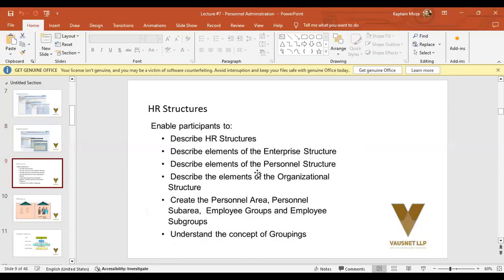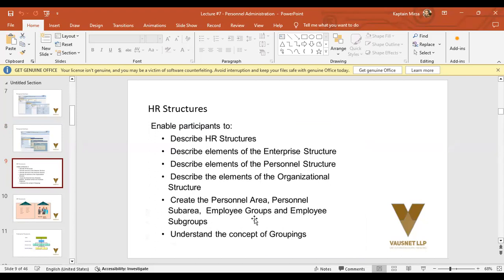Okay. HR structures describe HR structures. They describe elements of an enterprise structure and personal structure. They create personal area, personal sub area. Personal area is physical area, place. Personal sub area is area that exists within personal, like corporate office or the factory. Employee groups can be active, retiree, early retiree, and employee subgroups will be salaried and contract.